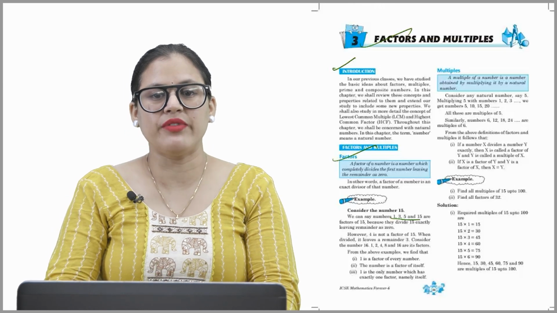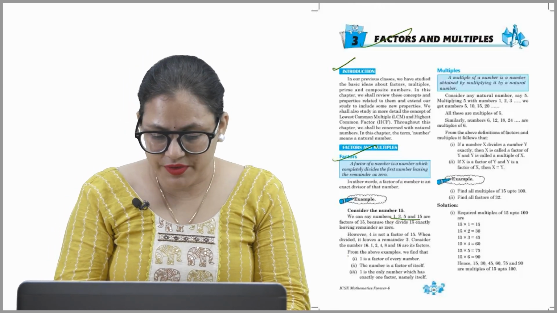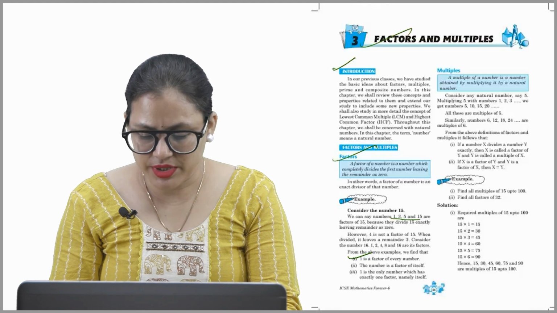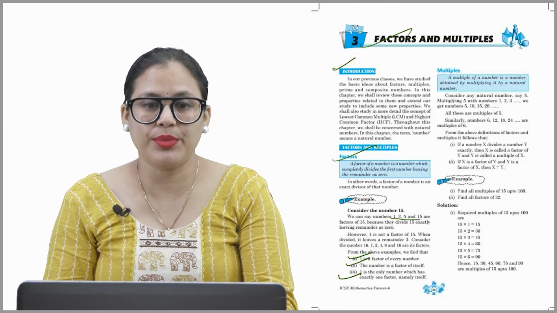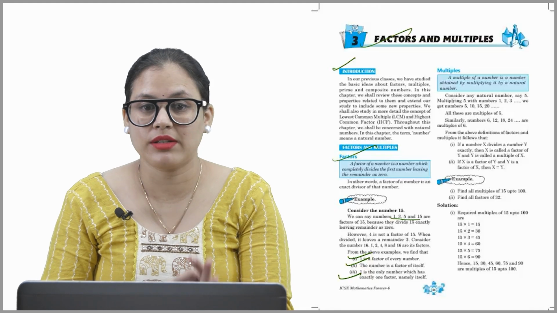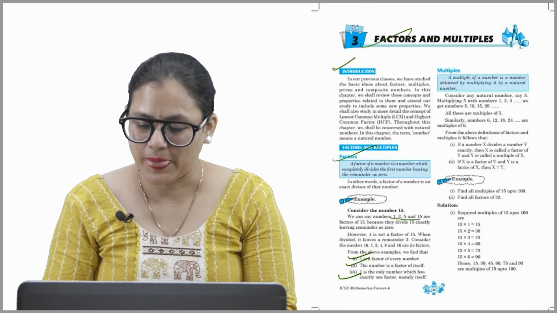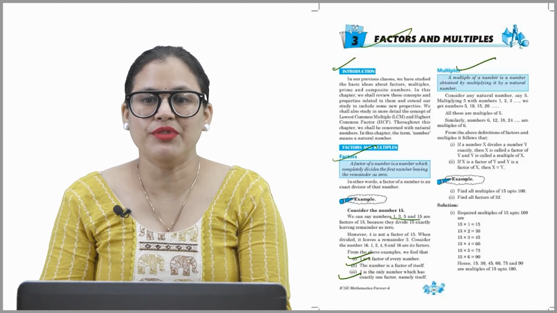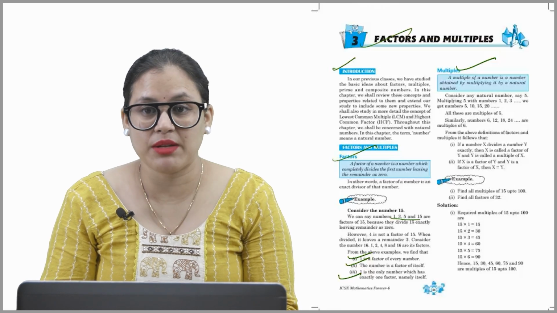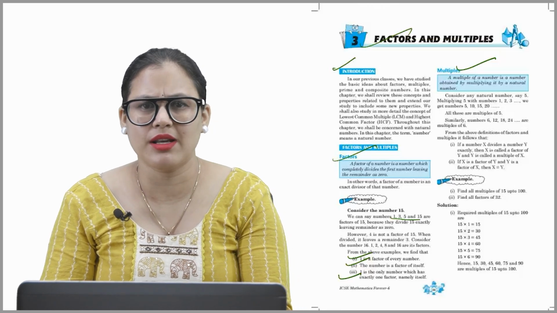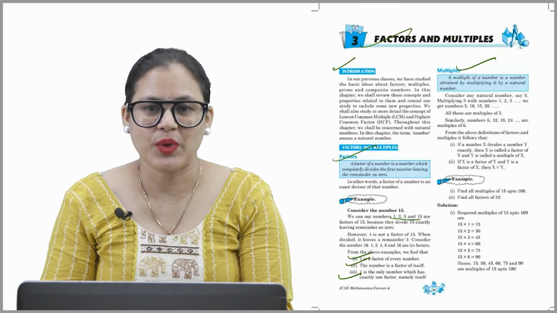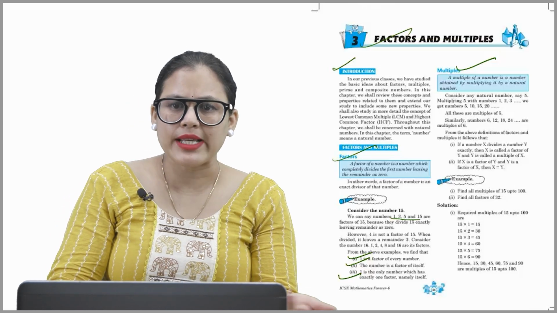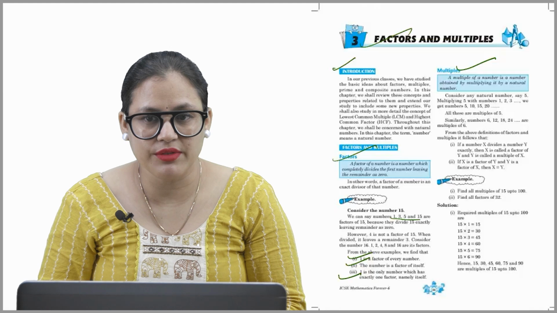From the above examples, we find that 1 is a factor of every number. The number is a factor of itself. Number 3, 1 is the only number which has exactly one factor, namely itself. Multiples. A multiple of a number is a number obtained by multiplying it by a natural number. Consider any natural number, say 5. Multiplying 5 with the numbers 1, 2, 3, we get 5, 10, 15, 20 and so on. So, all these are multiples of 5.